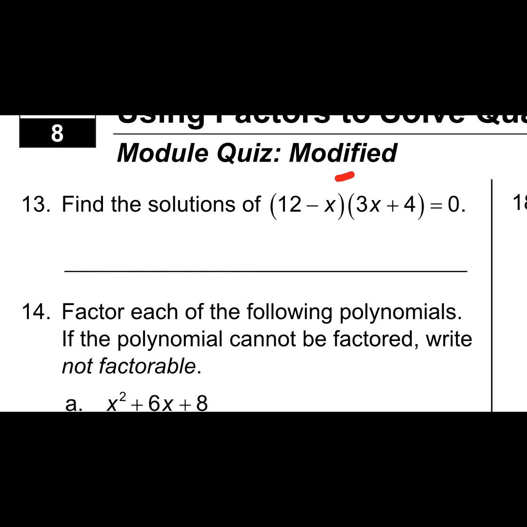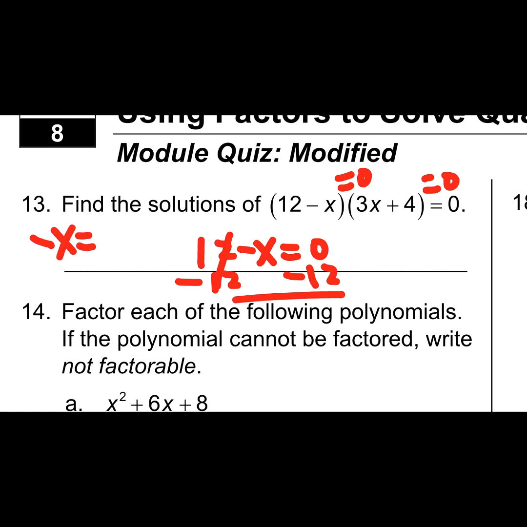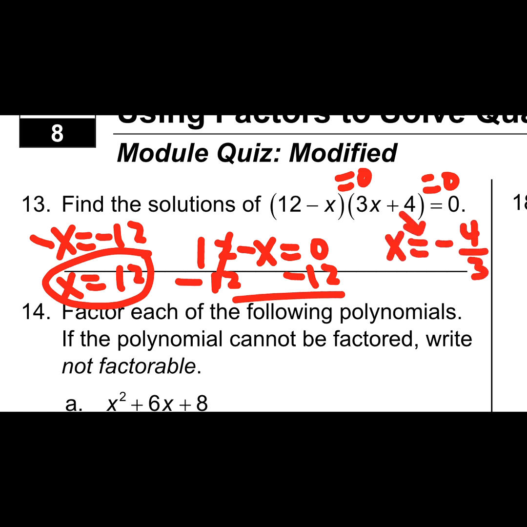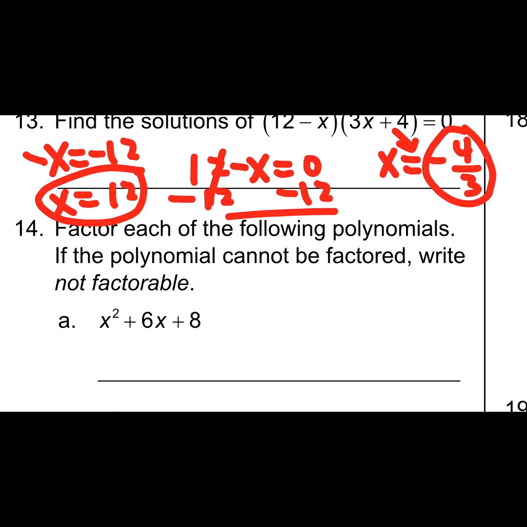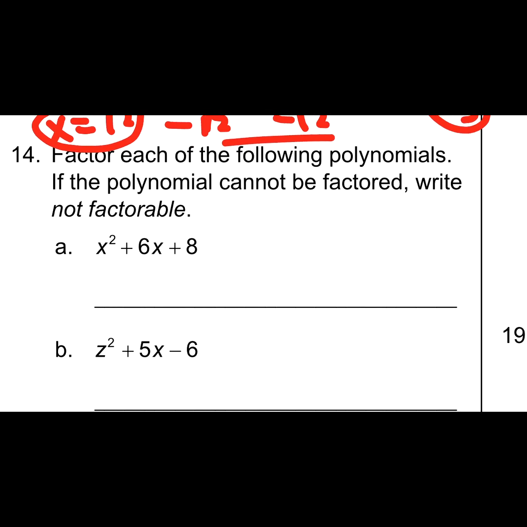so we again need to just set them individually equal to 0. We're going to have x, actually let's work this out. 12 minus x equal to 0, so we have minus 12, and we have negative x equals negative 12, and therefore dividing by negative 1, I'll just have x equals 12. This one, we're going to have negative 4 divided by 3 as the solution. So the two answers are negative 12 and negative 4 over 3. Number 14. Factor each of the following polynomial.